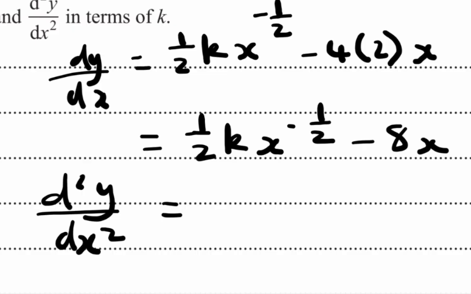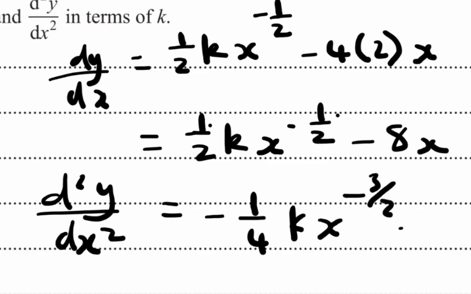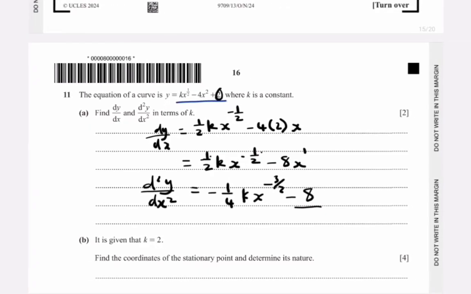we're going to take the power down again. So this times this, we get minus 1 over 4 kx, and we're going to subtract 1 from the power again. So that's minus 3 over 2 that we get. And for this, we get that, because we're going to take the power 1 down, which gives us minus 8, and x to the power 1 minus 1, which is to the power 0, and that will give us that. So we get 2 marks for that.